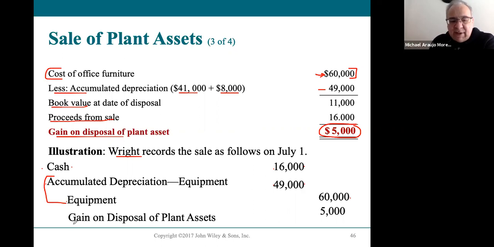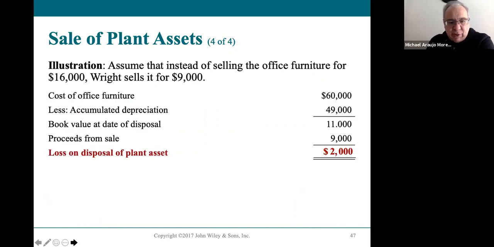As you see, the difference is going to be the $5,000 gain. And that's going to be recorded here as a credit because it's going to look like additional revenue for the year. It's going to be on the income statement. It's going to be a positive impact on the income statement. So it's going to look like a revenue account in that regard. So that's how it's going to look.